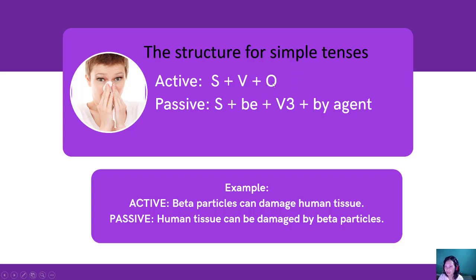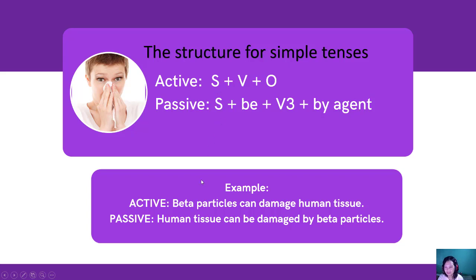So like this, the object is put here, so you move the object as the subject, and then the predicate here plus be plus verb 3, and then the subject becomes by plus agent. So the subject here becomes the object here as agent. Of course, the subject in active and passive will never be the same. If it is the same, it will be wrong.